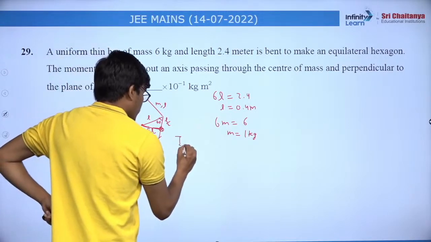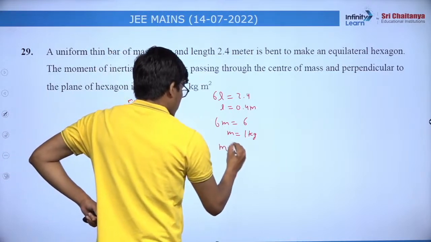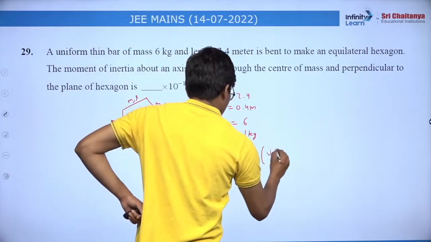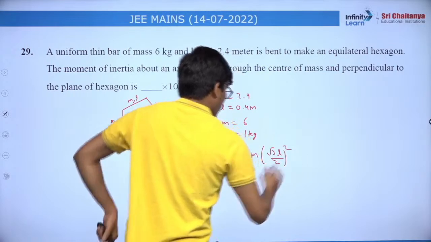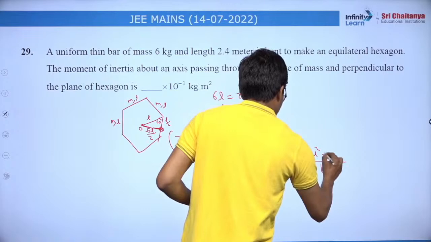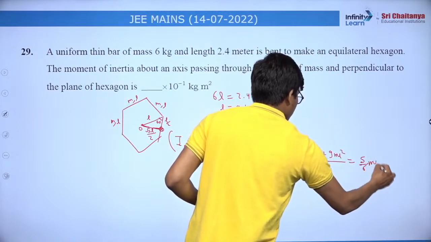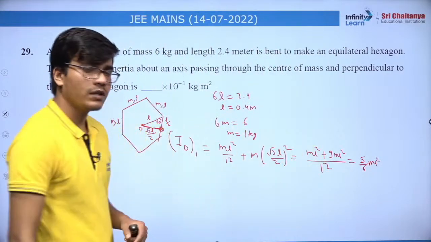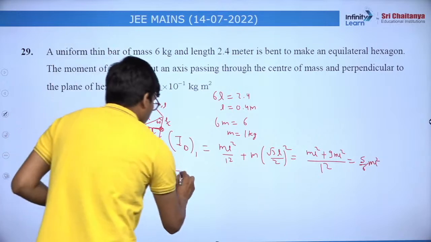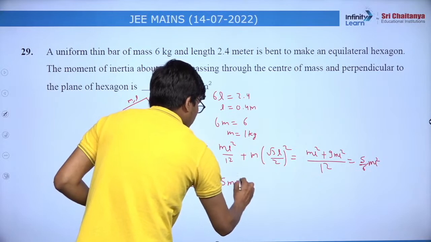So for one rod, I about O is the moment about the center of mass plus m d square, where d is root 3 L by 2, the whole square, right? Taking 12 as LCM, it will be ml square by 12 plus 9 ml square by 12, so it will be 5 by 6 ml square. Okay? And I want the total moment of inertia. This is only due to one rod, so total will be 6 times this, that is 5 ml square.